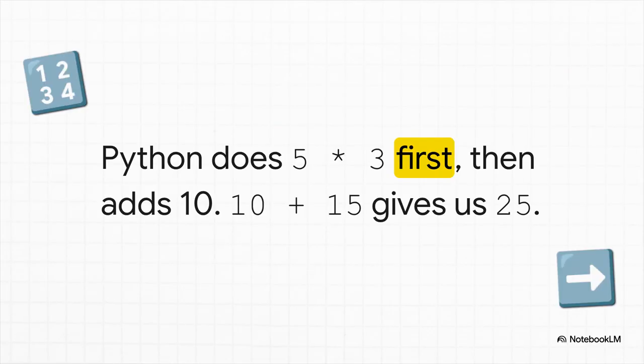So let's look at this. You might think it goes left to right, but nope. Python sees that multiplication sign and says, aha, I have to do 5 times 3 first. That gives it 15. Then it goes back and adds the 10, and that's how we get 25.